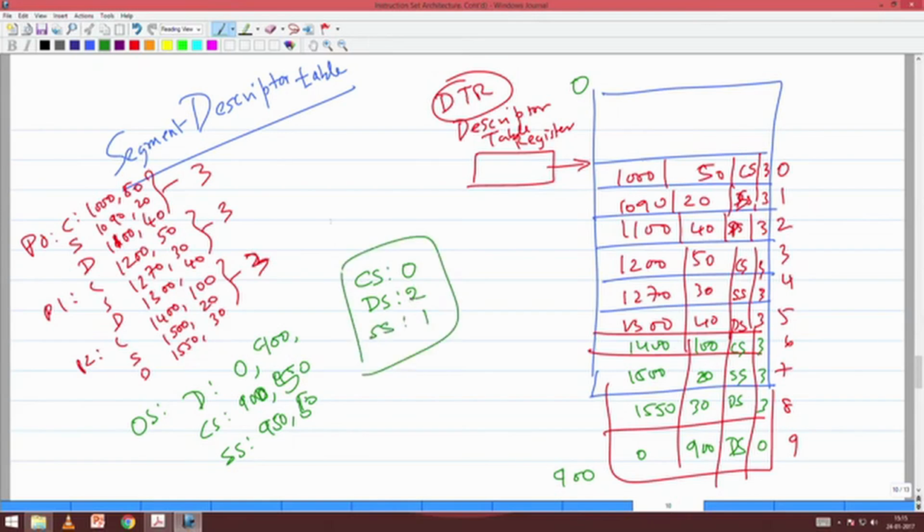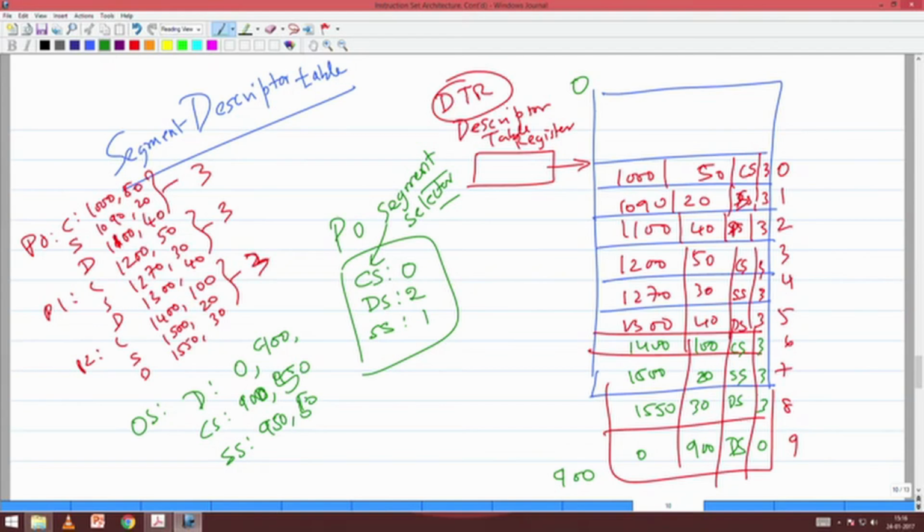When P0 is executing, I will not store the base, limit, etc., what I am going to store there is the selector. So this essentially, rather than calling this a segment register, I will call it a segment selector, because it selects from the descriptor table what segment I need. Are you able to follow? I select from the descriptor table what I need.